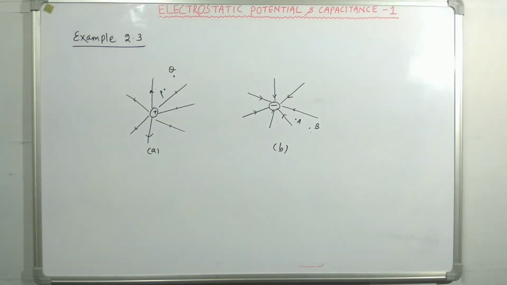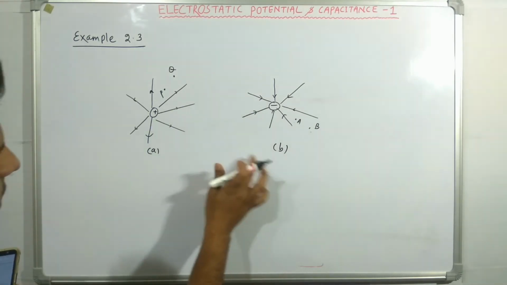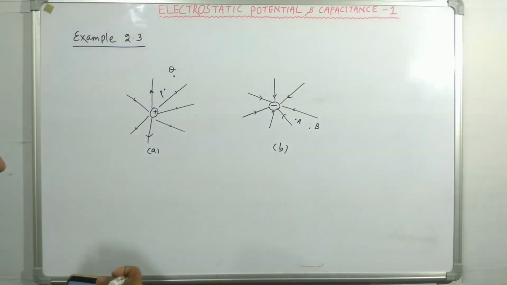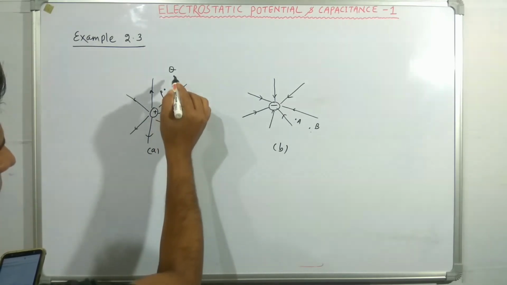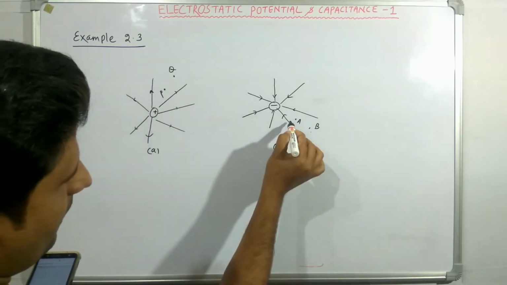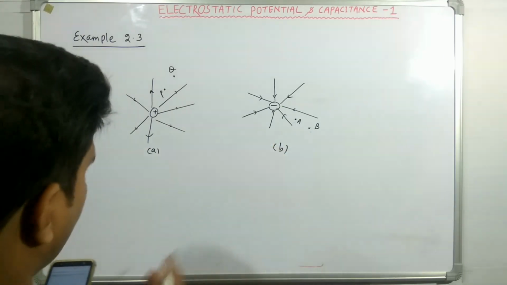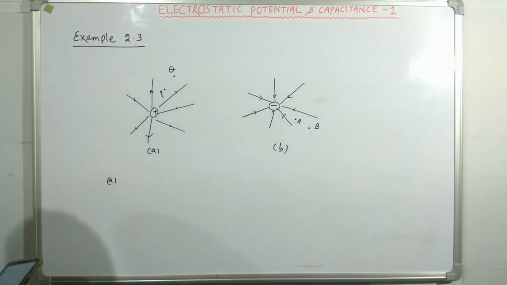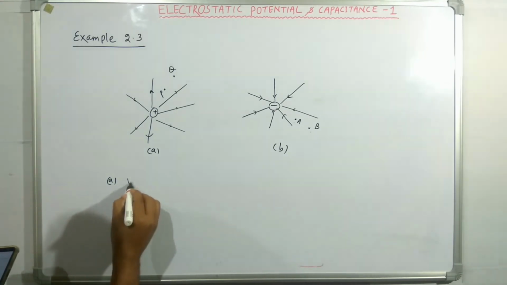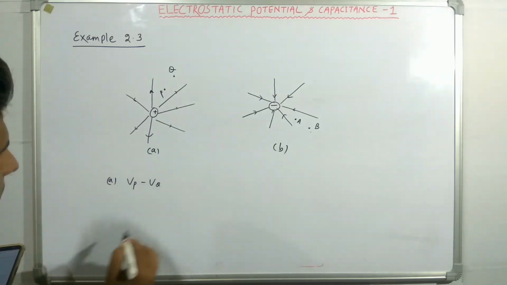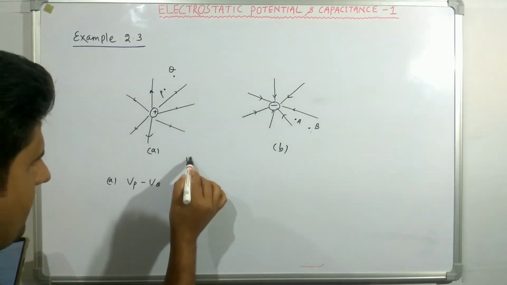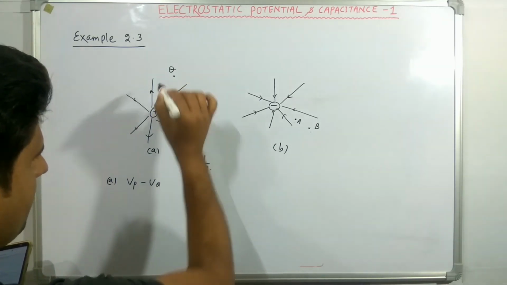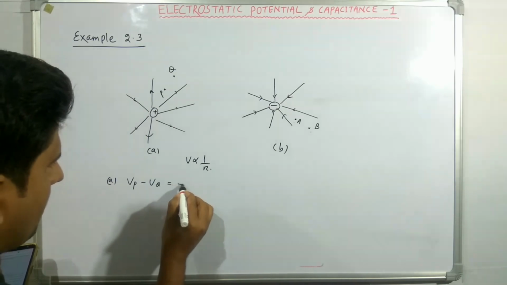Okay, let's move to example 2.3. Given two figures, here is the positive charge q and the negative charge, and here is the point P, here is the point Q, here is the point A, and here is the point B. First bit: give the sign of the potential difference Vp minus Vq. We know that potential is inversely proportional to the distance. So here Vp is greater than Vq, so the sign is positive.